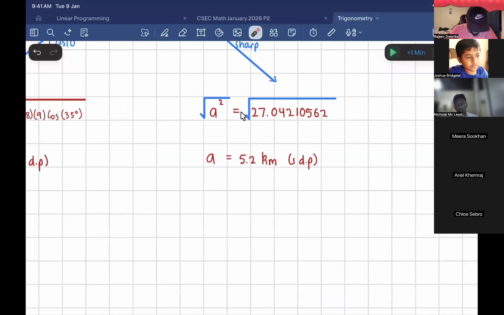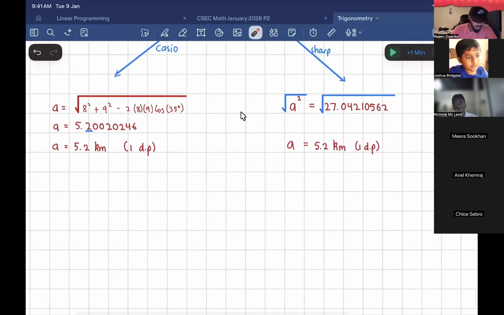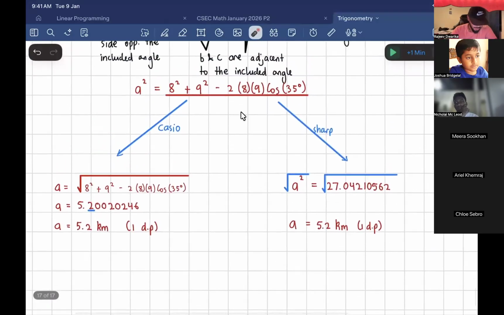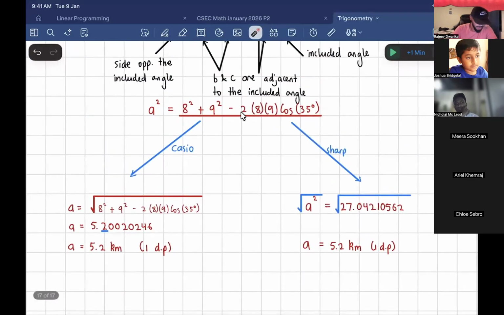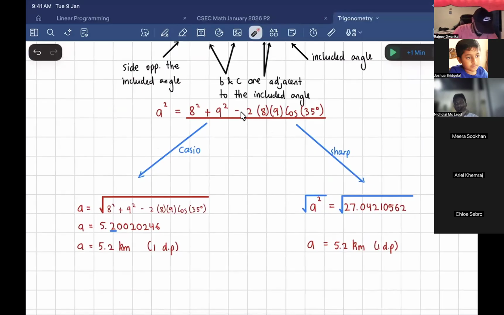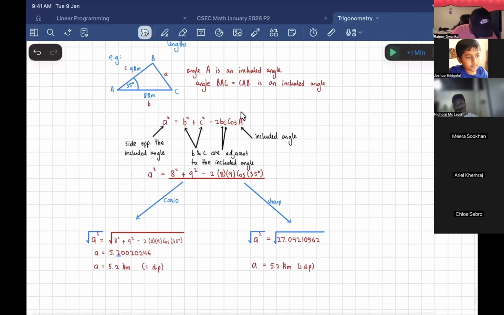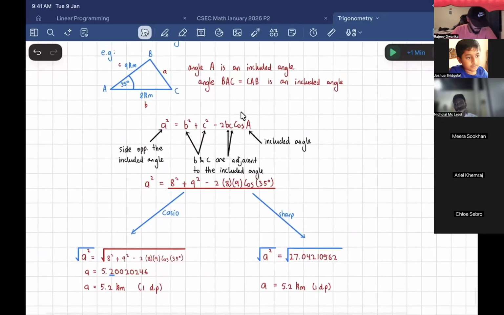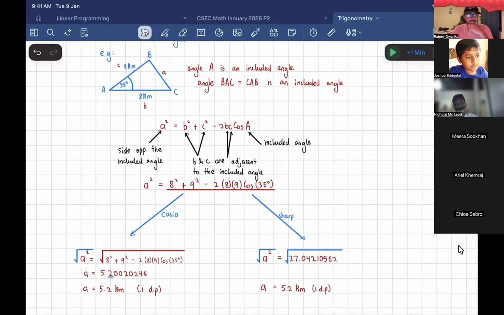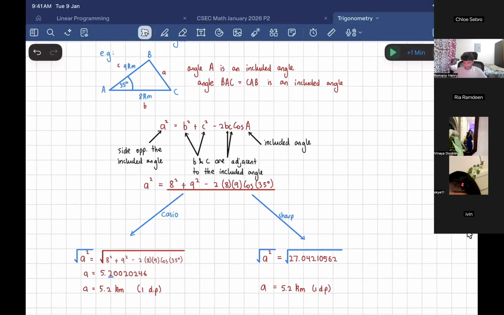Yes, it's either three significant figures or one decimal place. But let me know if you guys understood this. Did you all understand this? Yes or no? Yes, sir. Romano, did anything confuse you? No, sir. Okay, what about the rest of you guys? Vinaya, talk to me. I understand it.